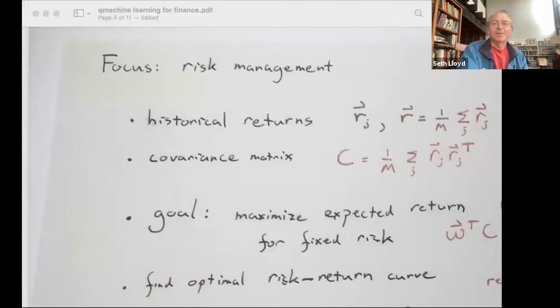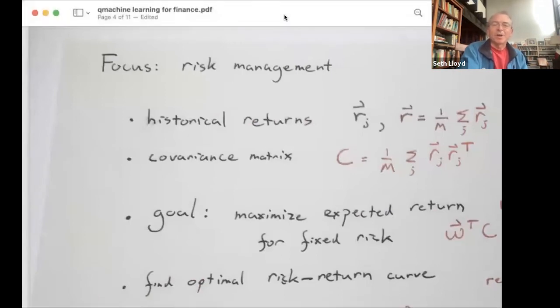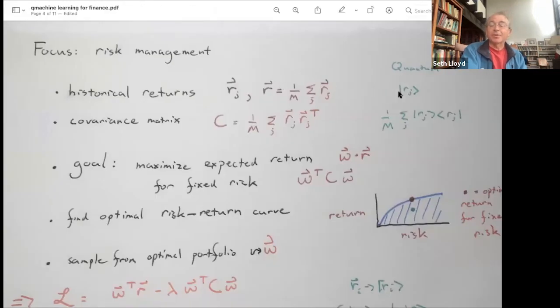Now, the kind of cool thing about this is that in the quantum case, these vectors correspond to quantum states. And again, you have an exponential compression. If I have n stocks, then the quantum states are over log n qubits. And then the covariance matrix just turns out to be what's called the density matrix for these vectors. It's just a statistical mixture of these quantum vectors. And that's extremely useful because then we can use these vectors of historical returns to sample from elements of the covariance matrix.